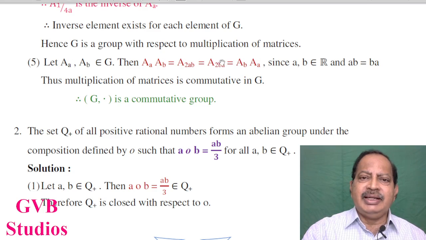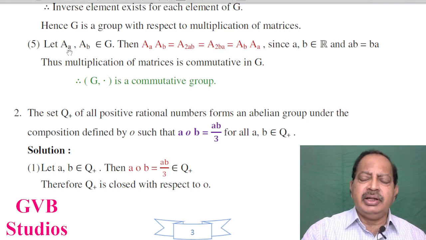In the problem, there is a tag: is it abelian? So, let us take any two elements A_a, A_b belong to G. Then A_a into A_b gives A_{2ab}. And here we are taking a and b as real numbers. So in the real numbers, multiplication of real numbers is commutative. So we can write this as A_{2ba}, and again this can be written as A_b into A_a. Thus A_a into A_b is equal to A_b into A_a.